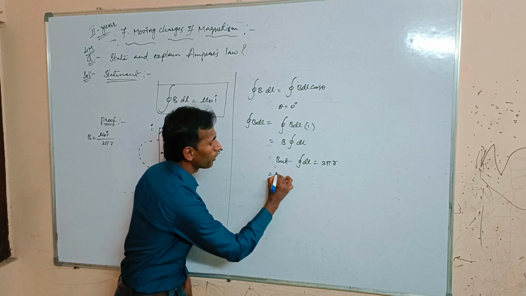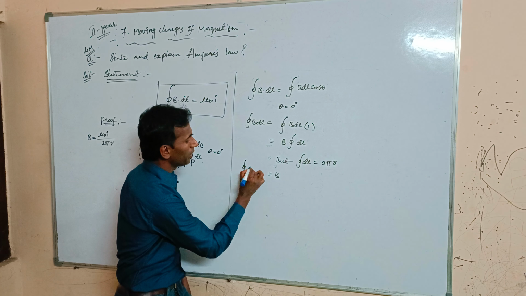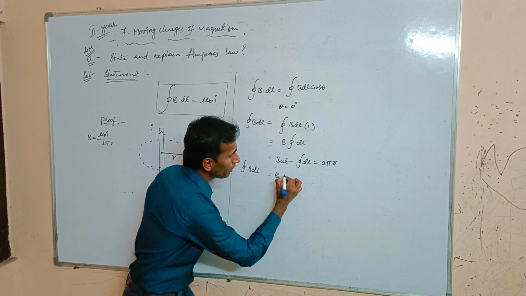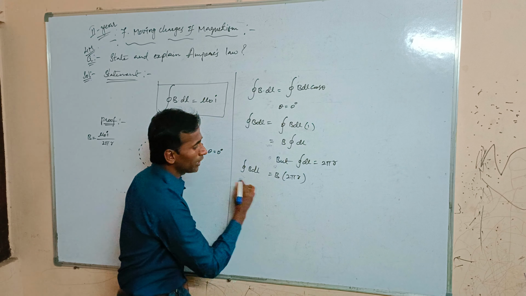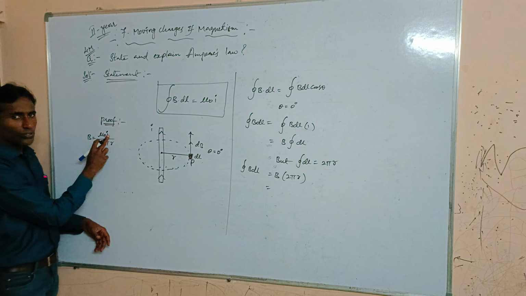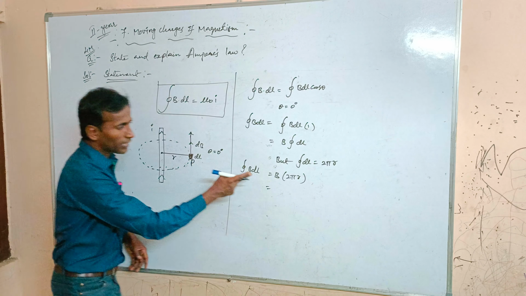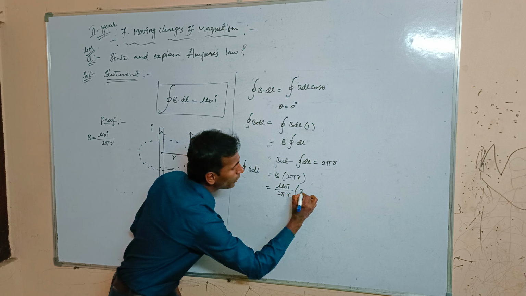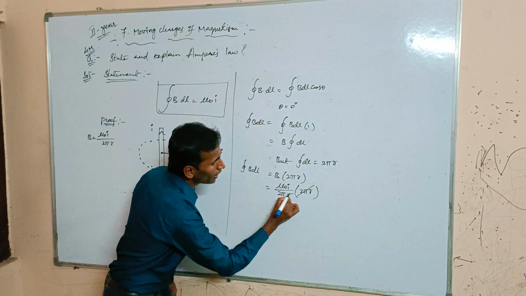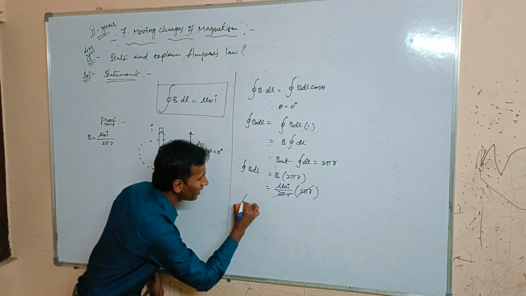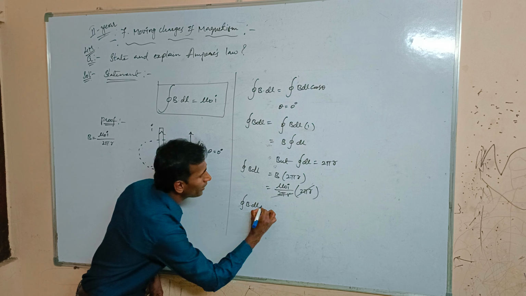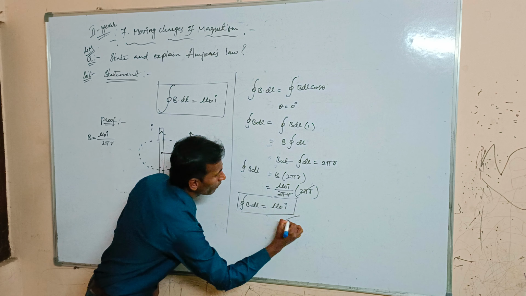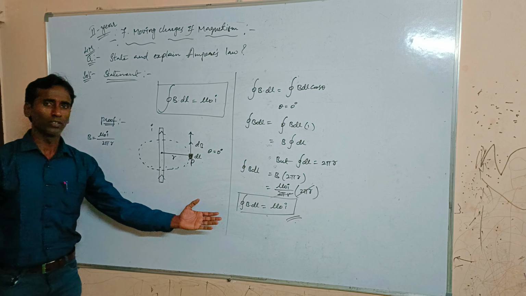So the line integral of B dot dl equals B into 2 pi r. But the B value is mu 0 I by 2 pi r, so we get mu 0 I by 2 pi r into 2 pi r. The 2 pi r cancel, and we get the line integral of B dot dl equals mu naught into I. Hence we have proved that equation.